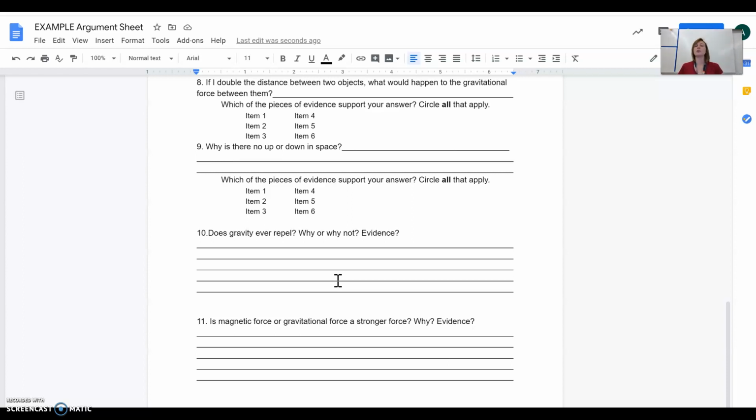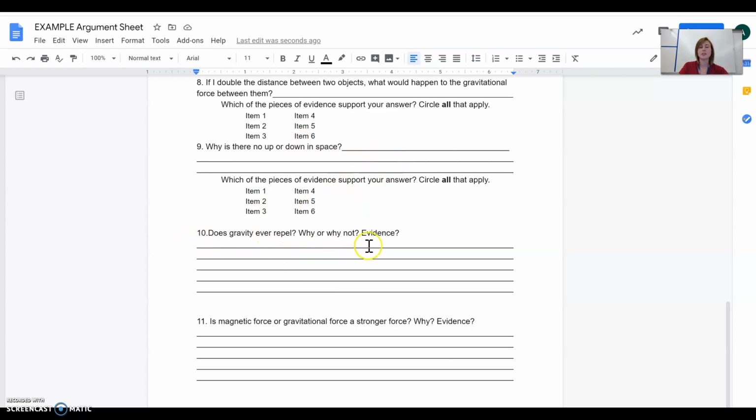So we are familiar with up and down relative to Earth's gravity. But if we're not in a gravitational field, then we don't really have an up and down. It's just kind of like you're floating around everywhere, right? So that would be a good thing to answer for number 9. And then I'll let you find the evidence yourself. Look through those same 6 pieces of evidence to find evidence to support your answer for number 9.